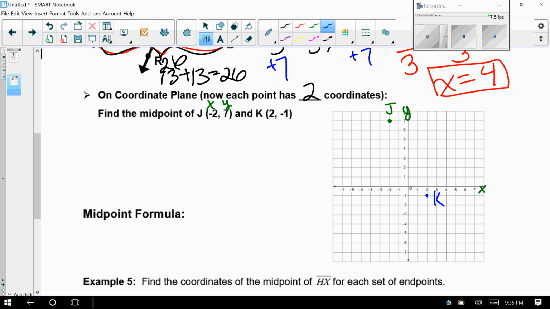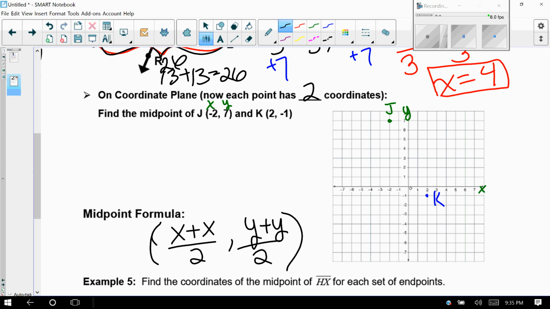And I'm going to write it down here, the midpoint formula. The midpoint formula is x plus x divided by 2, comma, y plus y divided by 2. This is the most important formula for today, so please make sure you write this really nice, and I want you to put a star by it. Everything that has a star by it, I want you to go and review before you take your test or your quiz, okay? Now, find the midpoint of JK.